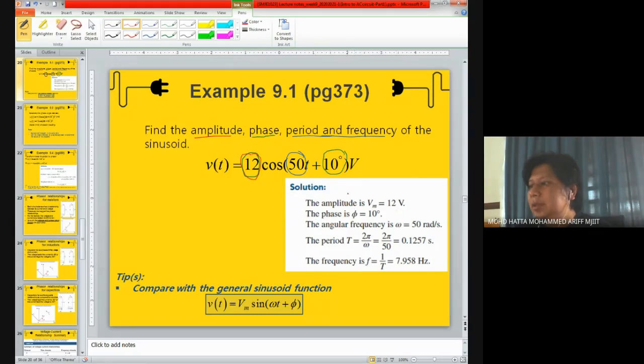The phase is related to the angle you've seen over here. The period and the frequency are based on this information. This is omega, basically, and omega in this case is 50. You will use the equation omega equals 2 pi f, or omega equals 2 pi over T, to solve for the period and also the frequency. So this is the tip, compared with the general sinusoid function.